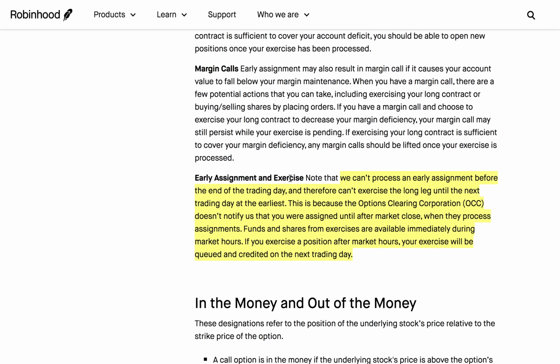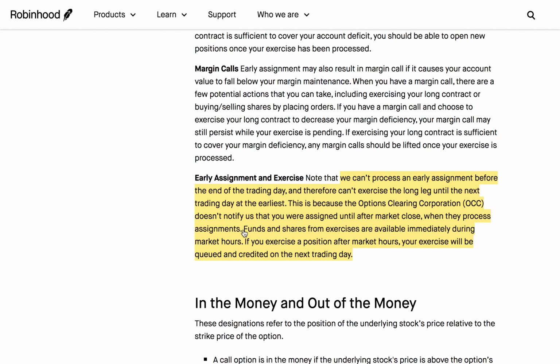If you're assigned early, the thing here with Robinhood is that they can't process an early assignment before the end of the trading day. Therefore, they can't exercise the long leg until the next trading day at the earliest. This is because the Options Clearing Corporation, the OCC, doesn't notify Robinhood that you were assigned until the market closes when they process assignments.